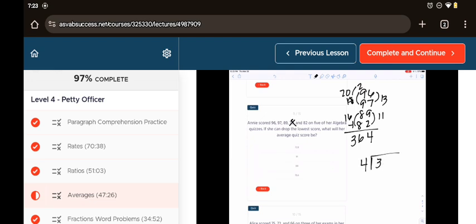So 4, 364. 4 goes into 36 9 times. 4 times 9 is 36. 36 minus 36 is 0. I bring down my 4. 4 goes into 4 1 time. 4 times 1 is 4. And 4 minus 4 is 0. There's nothing else to bring down. My answer is 91. Pretty easy.